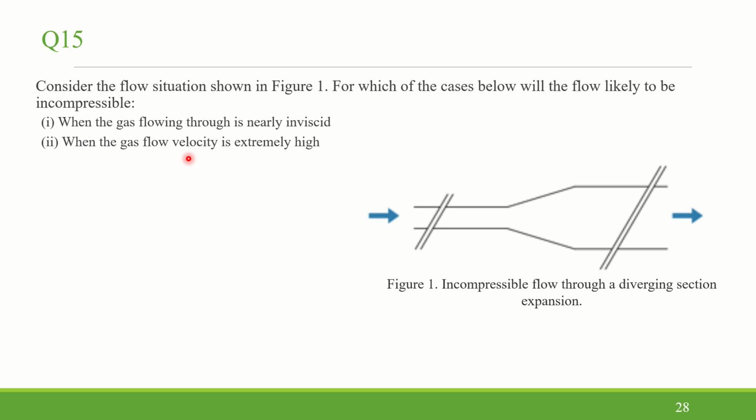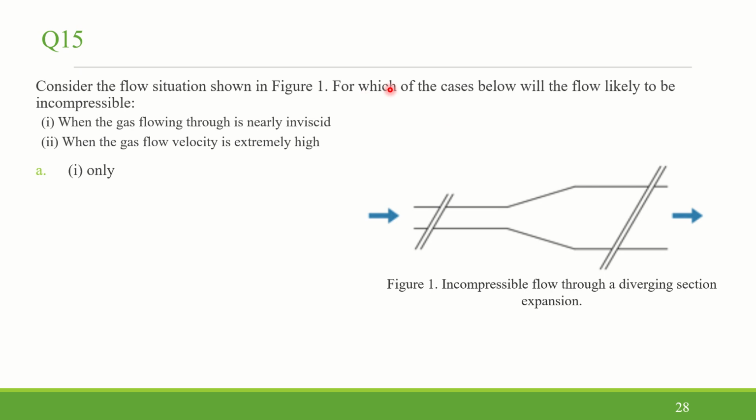Second statement, it is stating that when gas flow velocity is extremely high. Normally we have seen that when gas flow velocity is extremely high, it will exceed Mach number 0.3, so it becomes compressible flow. Also we have seen that if Mach number is less than 1, it is subsonic. If it is equal to 1, it is sonic flow, and if it is greater than 1, supersonic flow. For supersonic flows, we need additional shock capturing techniques, which we have seen in the last class. But coming back to incompressible flows, velocity should be very low. So none of the two statements are correct actually. Both the statements are false.